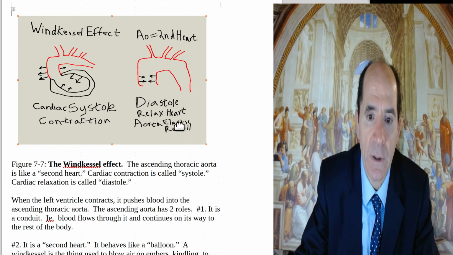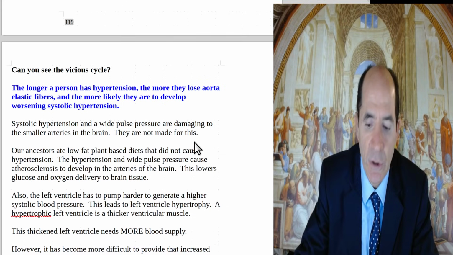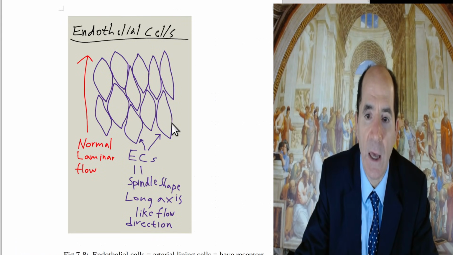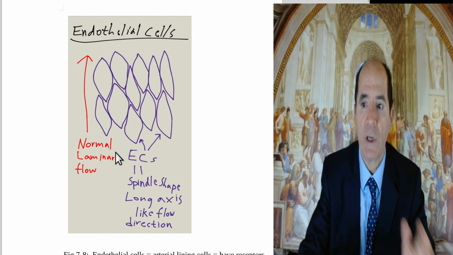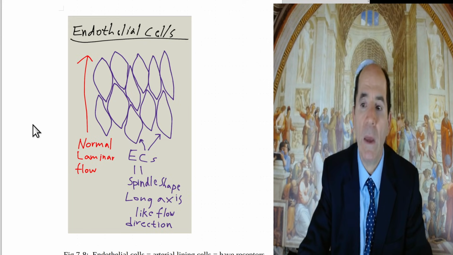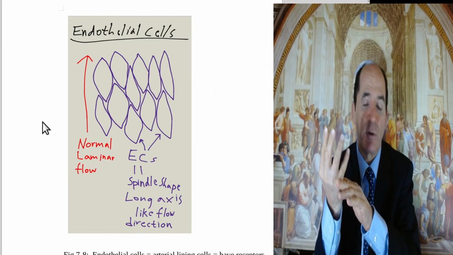Okay, so let's go here. Okay, this next picture is going to show, sorry about that picture moving along, I'm just going to show you what endothelial cells look like in this drawing. They're basically spindle-shaped and they're orientated with their long axis along the direction of flow. And they have little cilia-like projections from them, little proteins that can sense the direction of flow.